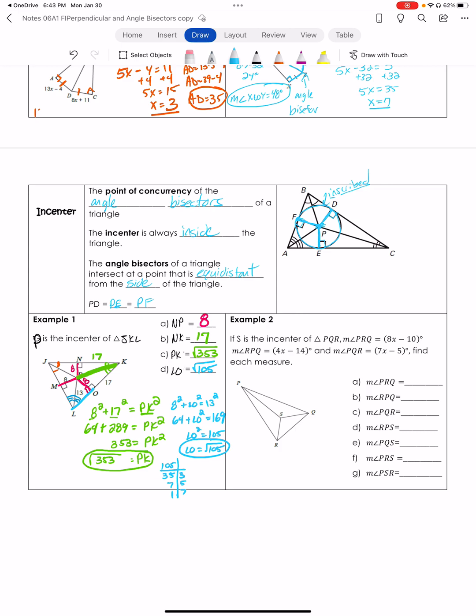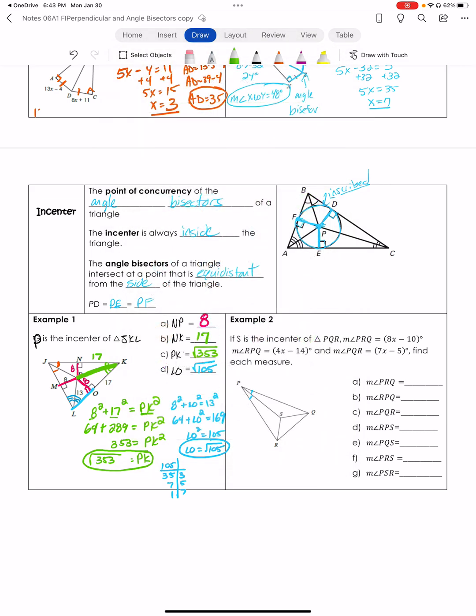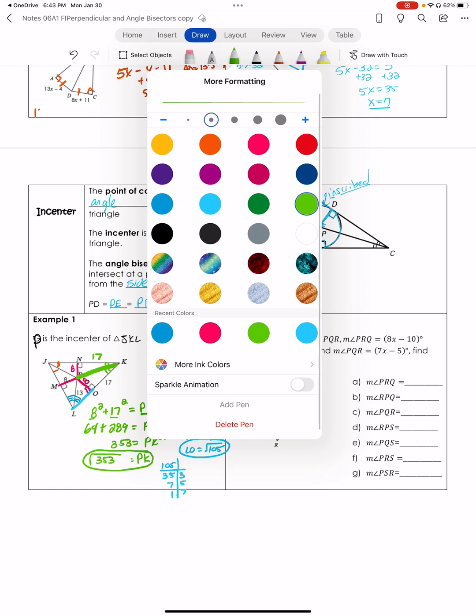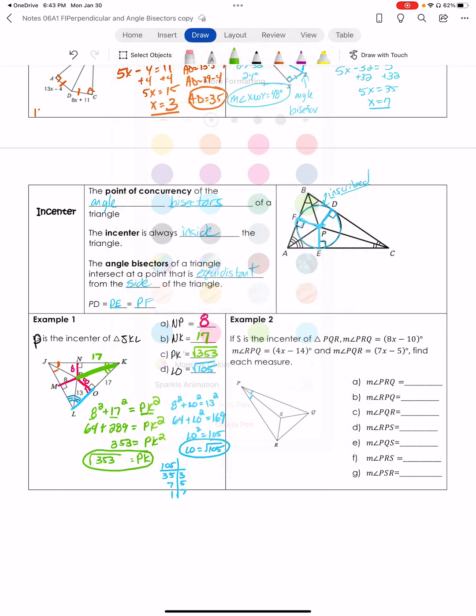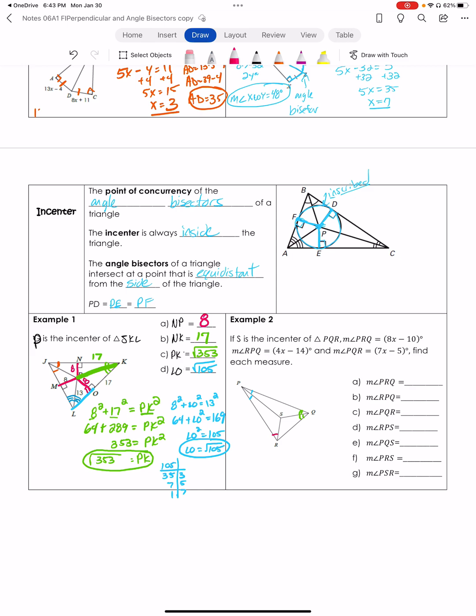All right, next. If I know S is the incenter, I know it's equidistant from the sides, so if we had these distances, those would be the same, but unfortunately we don't have those, so we don't have to worry about it. So if I know it's the incenter, the other thing I know is that this angle is congruent to this angle. I know that this angle is congruent to this angle, and this angle is congruent to this angle.